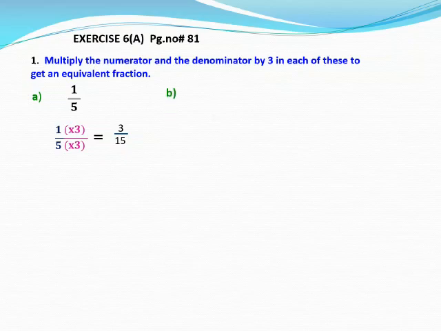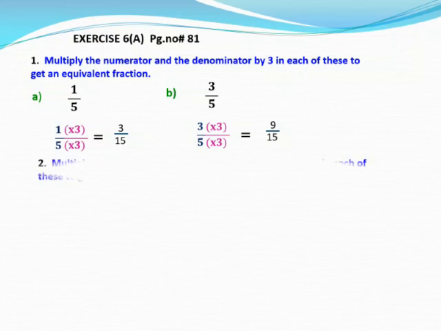See the next question, 3 by 5. So here also we have to multiply numerator and denominator by 3. See, 3 times 3 is 9, 5 times 3 is 15. So the answer is 9 by 15.